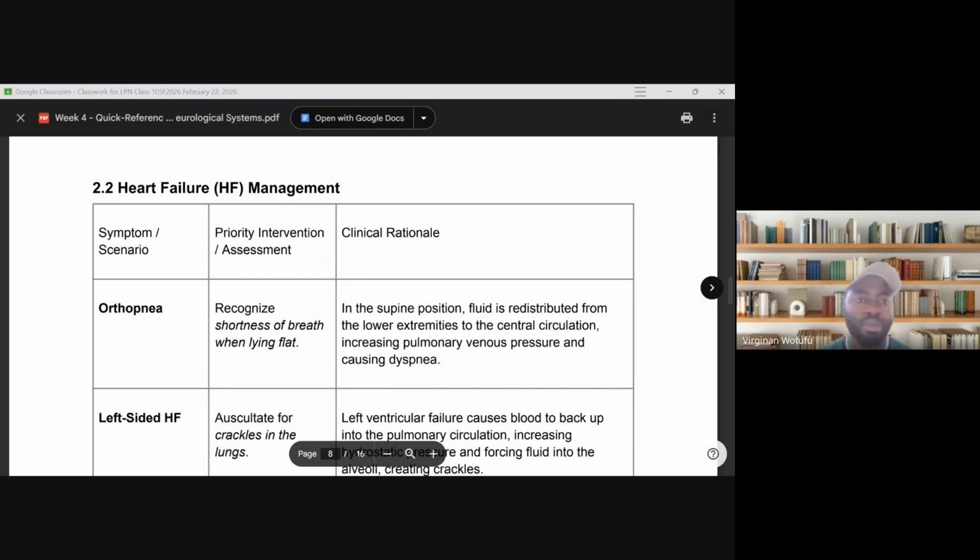Okay, and then with right-sided heart failure, the right ventricle is weak. It causes backup of blood in the systemic circulation, so the blood cannot re-enter the right ventricle, so it stays in the systemic circulation. And what happens then? You start seeing signs like peripheral edema, right? Rapid weight gain and all those.